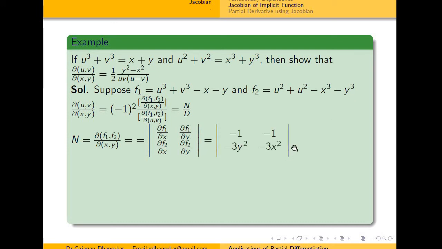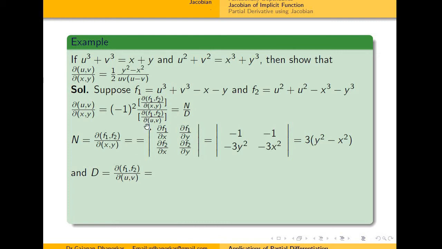We'll solve this Jacobian. To solve this Jacobian, you can use properties also. You can take from first row minus 6 is common, from second row minus 3 is common. Using this we can solve, or otherwise we will get directly. This is simple one, that's why you will get directly 3 into y square minus x square. This is your numerator. Then denominator.